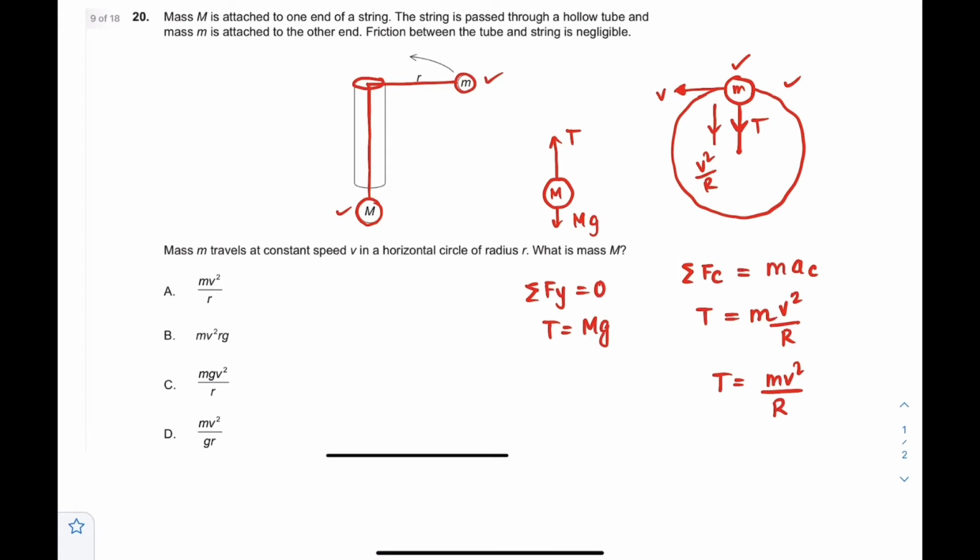Okay, so now these tensions are equal, right? Why? Because this is the same string. In the same string, the tensions are always equal provided the string has no mass. Okay, so that means capital Mg is equal to small mv square by capital R, right? So what do we need to find? Capital M, right? So capital M is mv square divided by R times g. So that is option number D. So I hope you got the question.